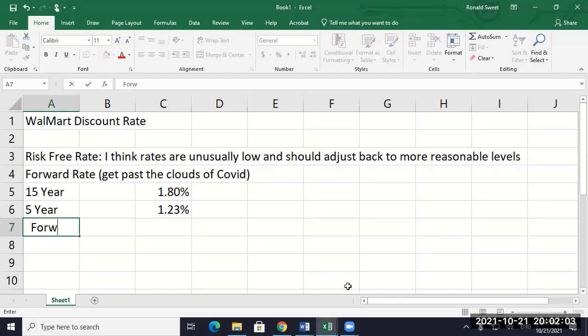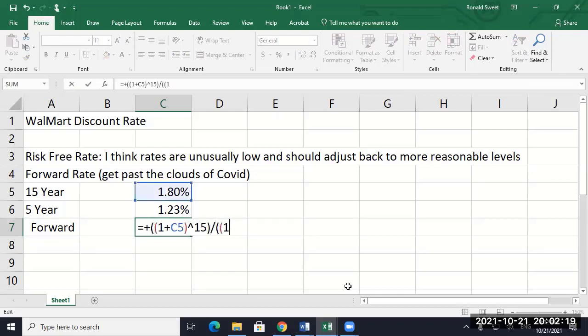All right, so here's the forward rate. I messed this up last class and I don't know why, but let's try this again. 1 plus 1.8% raised to 15. That's right. Any problems with that? Divide that by 1 plus 1.23% raised to the 5th. Take this entire thing and raise it to what? 1 divided by 15 minus 5. Is that right? Minus 1.